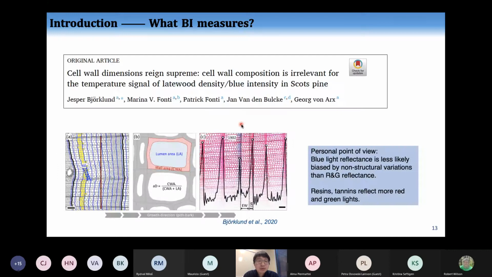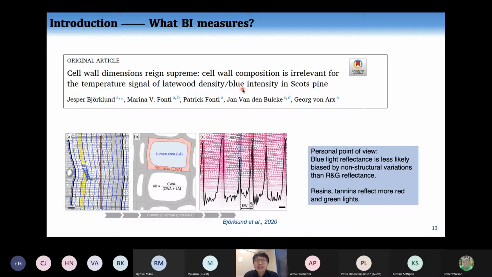Until 2020, Björklund's work has shown that the cell wall composition is irrelevant for the temperature signal of latewood density and blue intensity data. And they found these two parameters are directly related to the anatomical density, which means that all the latewood density and blue intensity data measure the wood structure.